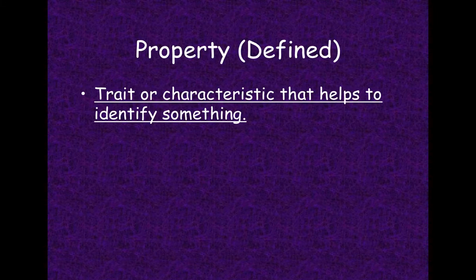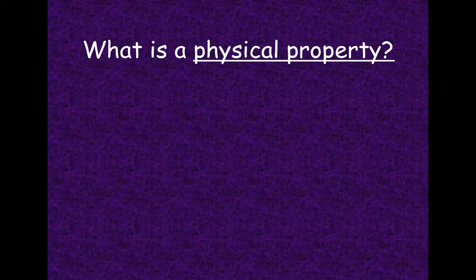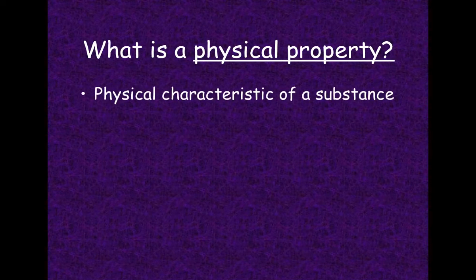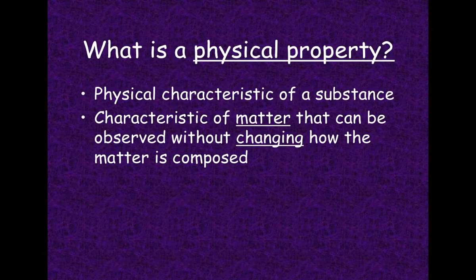So the first set of properties we are going to look at are the physical ones. So we're going to talk about physical properties as well as physical changes. All right, so what exactly is a physical property? A physical property is a physical characteristic of a substance. In other words, it is a characteristic that can be observed without changing how the matter is composed.